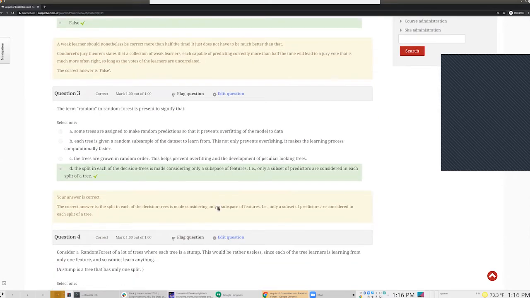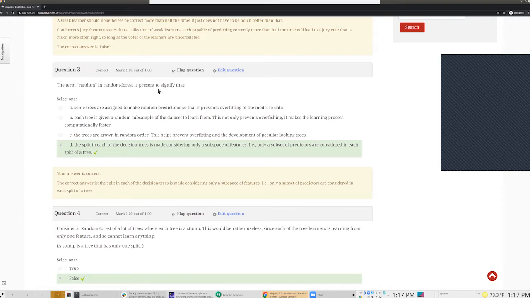Next question: the term random in random forest is present to signify that some trees are assigned to make... so obviously none of this, it was meant to be deliberately confusing. Each tree is given a random... This is the most enticing one that people end up choosing. They think the random comes from the fact that each tree is given a random subsample of the data set. That is true, a random subsample is given, but random subsampling is called bootstrapping. Those are bootstrap samples. And if all you do is random subsamples and build trees, the algorithm would be called bagging trees, not random forest.